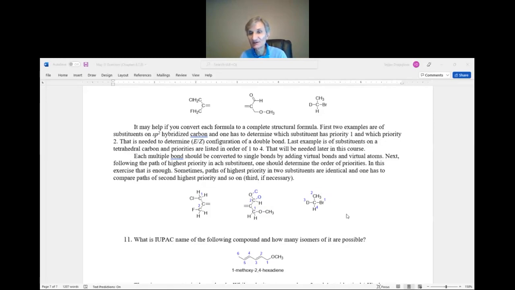It's the same element. So only then we use higher mass. So higher atomic mass has higher priority. So when there are two isotopes of the same element bonded to carbon, then higher priority is given to the isotope of higher mass. So deuterium has priority 3 and protium 4. So that's it.